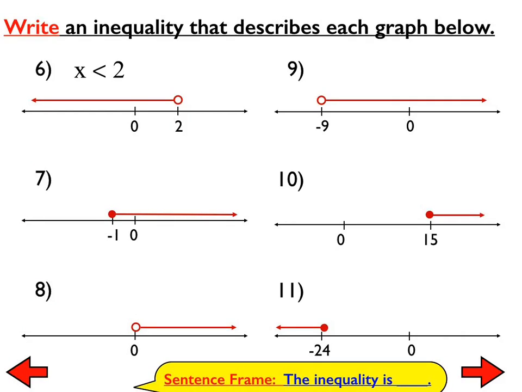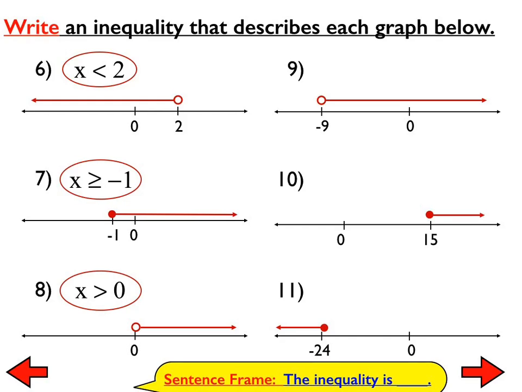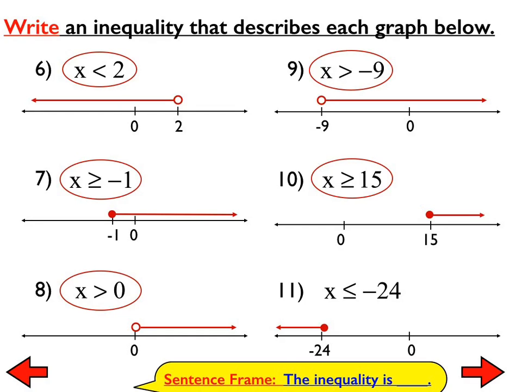All right, number 7. The inequality is x is greater than or equal to negative 1. For number 8, the inequality is x is greater than 0. For number 9, the inequality is x is greater than negative 9. For number 10, the inequality is x is greater than or equal to 15. And for number 11, the inequality is x is less than or equal to negative 24.